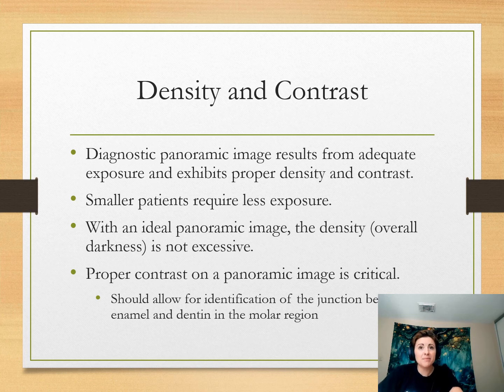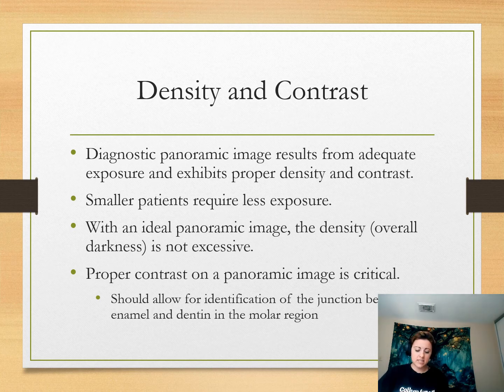Proper contrast on a panoramic image is critical because it should allow for the identification of the junction between the enamel and the dentin, the little line, the dentino-enamel junction. We should be able to see that line, like we would look at x-rays to figure out whether a cavity has extended from the enamel into the dentin. We should be able to see that line on our pano, but only in the molar region. Anterior teeth are a little different because of the focal trough as we go around with the pano. So we don't expect to see the dentin and enamel junction perfectly in the anterior, but in the posterior, we need to see it.